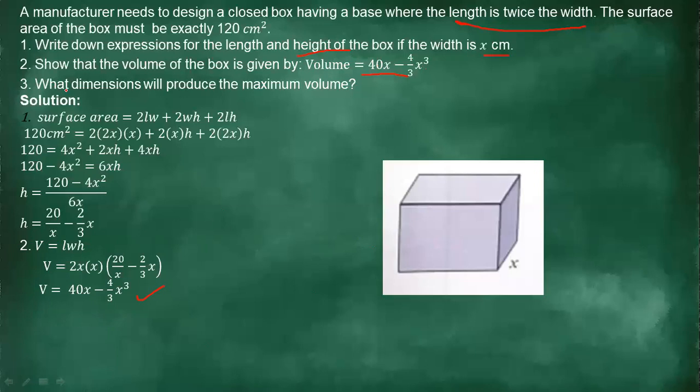The last question says, what dimension will produce the maximum value? Here we are going to be deriving with respect to x, and then you just write f prime of x equals to 40 minus 4x squared. Then you equate it to 0 so that you can solve for the value of x. Then you simplify, it's going to give us x squared equals to 10. Then just put square root both sides.